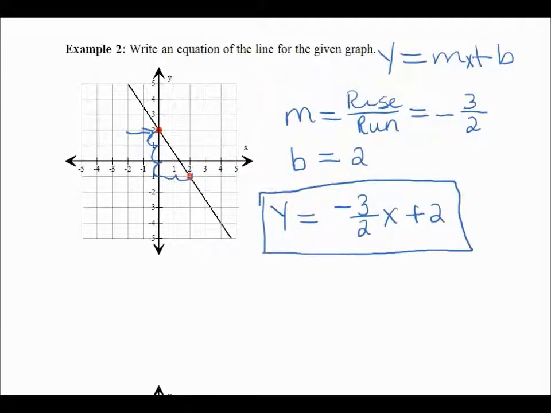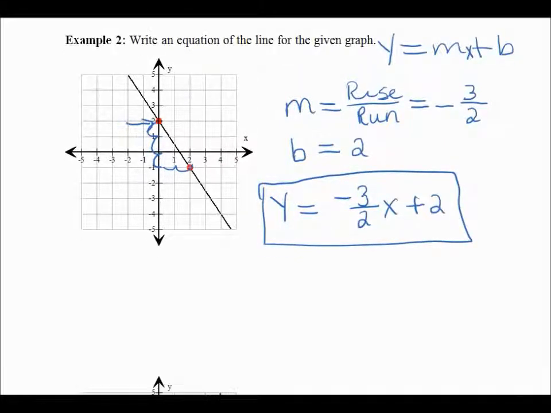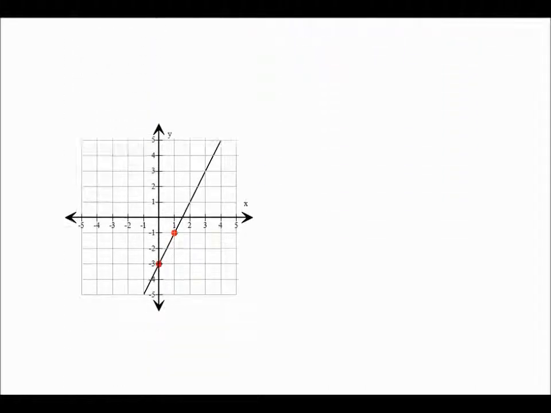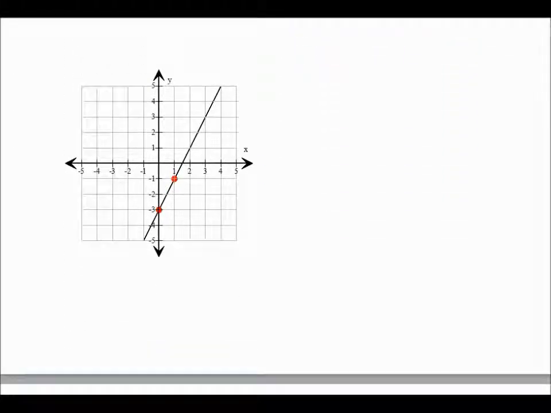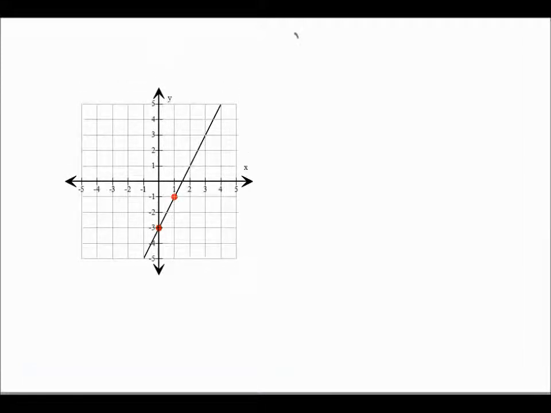Let's try this next one together. We're still going to put it in slope-intercept form, which is y equals mx plus b. I need my slope and I need my y-intercept. Once again, to identify the y-intercept, I just look at the y-axis and I notice where the graph is crossing the y-axis. And here it's crossing at negative 3.